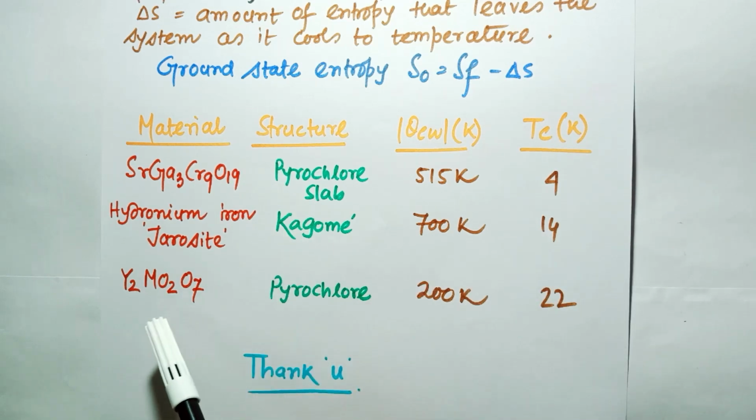And the next one is Y2Mo2O7, where Mo means molybdenum. This also has the pyrochlore structure, with a theta CW value of 200 Kelvin and a Tc value of 22 Kelvin. In geometrically frustrated antiferromagnets, a lot of ground state degeneracy is possible, and the degeneracy is not a consequence of symmetry. So it is expected that the spectrum of fluctuations around each ground state will be different.